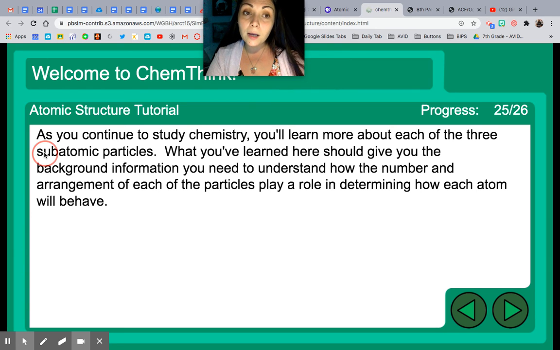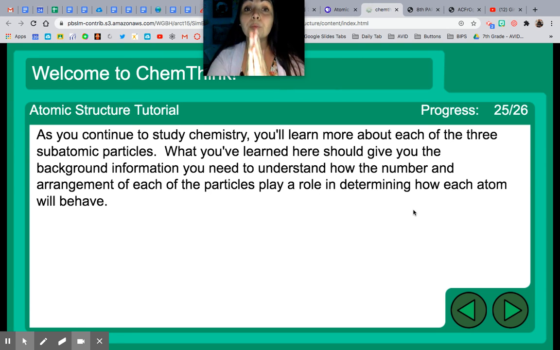So subatomic means inside, below the atom. And a particle is a part or a piece. So subatomic particles are the pieces inside of an atom, which are protons, neutrons, and electrons. So what you've learned here should give you the background information that you need to understand how the number and arrangement of each of these particles play a role in determining how the atoms will behave.